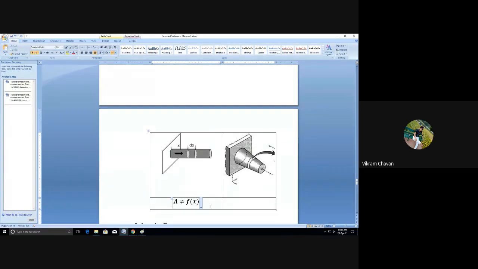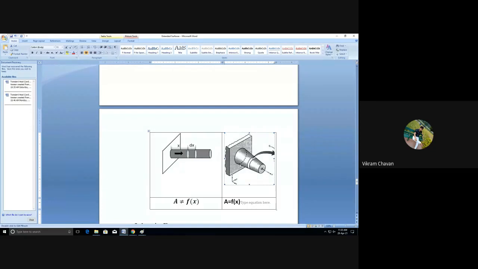So we can say that area is not a function of length in case of uniform cross section area, because area remains constant at every location of the fin. Whereas in non-uniform cross section circular fin, consider this diagram: if you take the cross section at this location, we get a different area, and at this location a different area. So area is a function of length. As the length of the fin goes on changing, the cross section area of the fin also goes on changing.